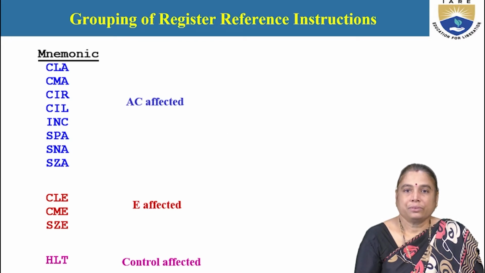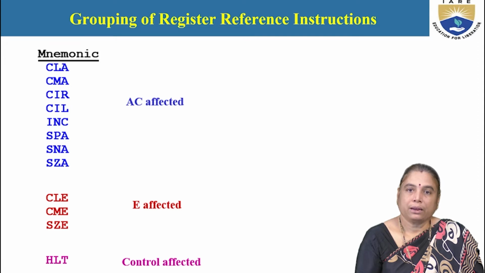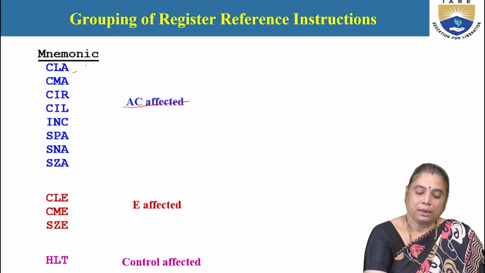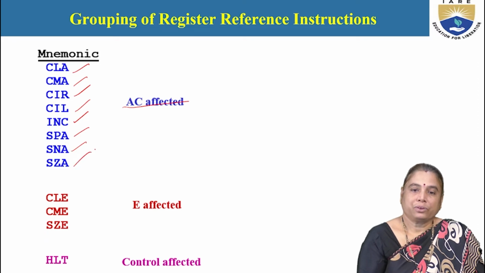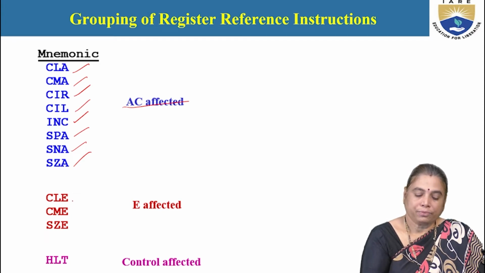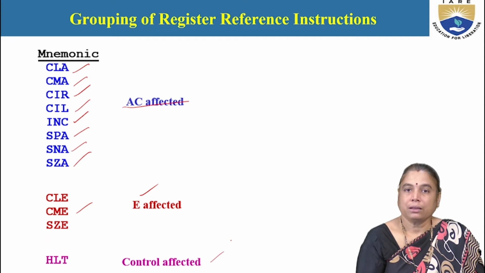Now the grouping of these register reference instructions depending upon the registers they use. We already know that two registers are generally involved here: one is the accumulator and the other is the E flip-flop. The accumulator-affecting instructions are CLA, CMA, CIR, CIL, INC, SPA, SNA, SZA. These instructions can affect the accumulator register value. The category of CLE, CME, SZE can affect the E bit value. HLT is used to control the computer by halting it.